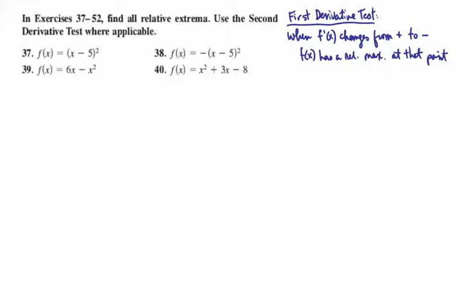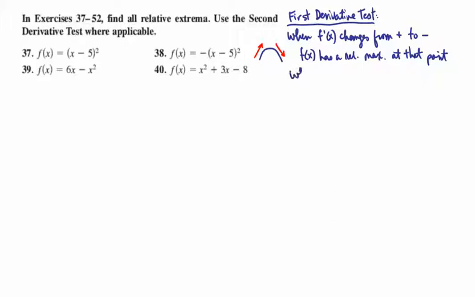And that makes sense because if we have a curve and our derivatives go from positive to negative, we have to reach a peak at some point. The function went from increasing to decreasing. So with the first derivative test, we're just looking for the change in the first derivative from positive to negative. That indicates we have a relative maximum.